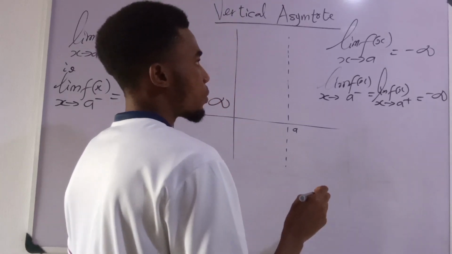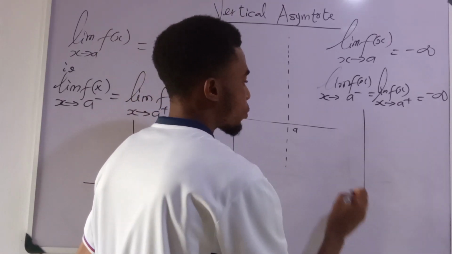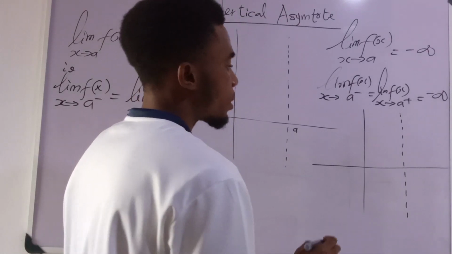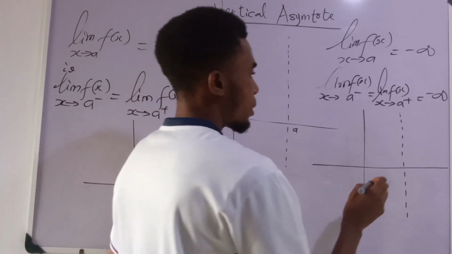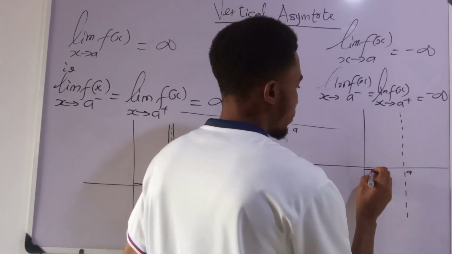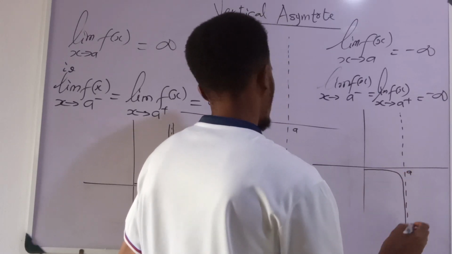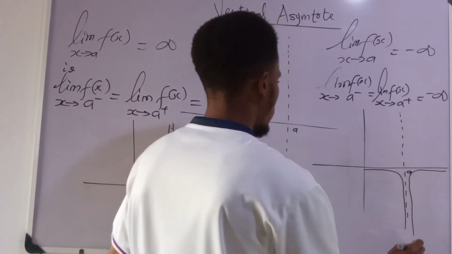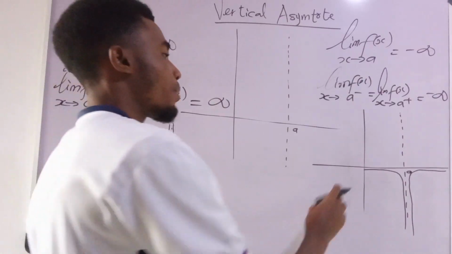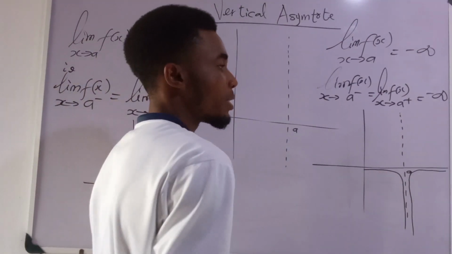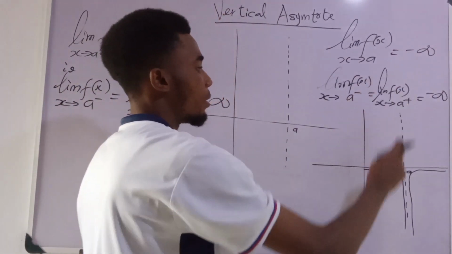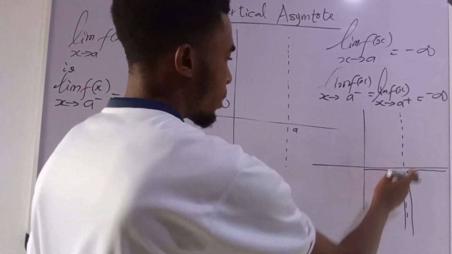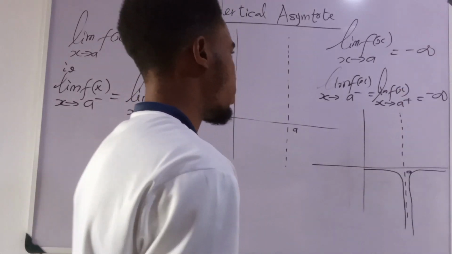So let us investigate what it looks like now. If I have my xy plane and I have my asymptote here, what this means is that as the function approaches the point a from the left this way, it goes down to negative infinity. And same thing when the function approaches a from the right, it also goes down to negative infinity. So since the left hand limit and the right hand limit are the same, we say that the limit of the function exists at the point a. And that means that a here becomes a vertical asymptote.